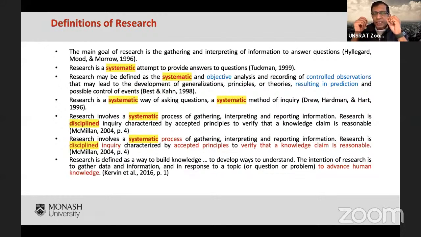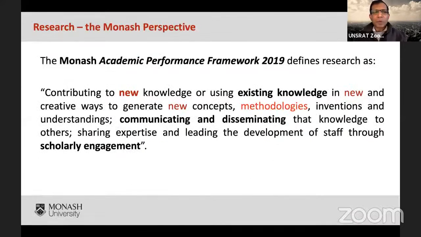And one of the ways in which academic research can be made systematic is through the methodology, which is the topic of today's public lecture. At Monash University, this is how we define research. And here too, you can see the value of methodology. Research is contributing to new knowledge or using existing knowledge in new and creative ways to generate new concepts and methodologies, among other things. So in other words, methodology is not just a section in your thesis. Methodology itself can be a form of contribution.